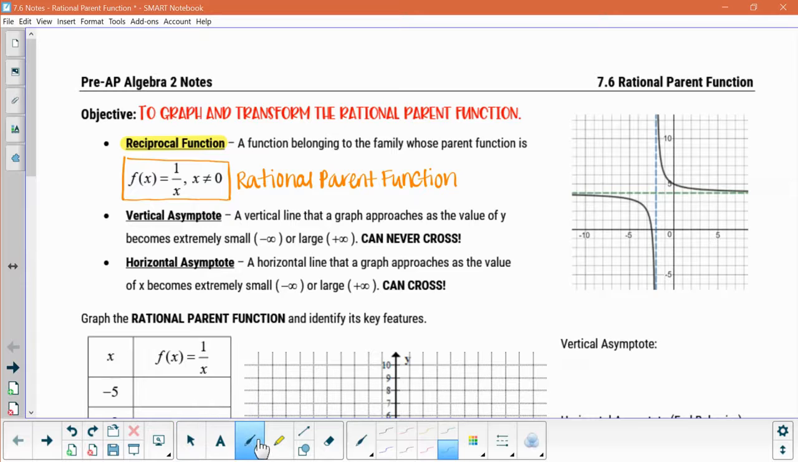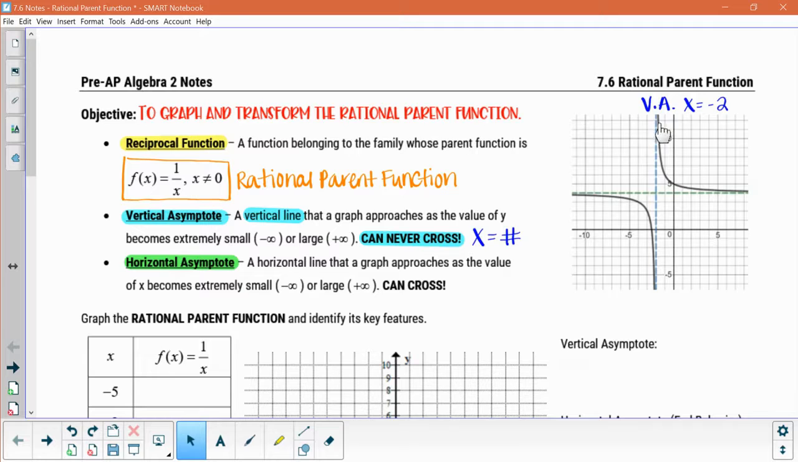There are two important things that we have to take into consideration when we are graphing rational functions, and that is our vertical asymptotes and our horizontal asymptotes. So let's go ahead and talk about vertical ones first. It's a vertical line that the graph approaches as the value of y becomes extremely small, so as it goes out to the ends. And one thing you have to note about vertical asymptotes is we can never cross them. It is a vertical line. So whenever I am asked to identify the vertical asymptote, it is going to be written as an equation. Notice here, I have a vertical asymptote at x equals -2, and my graph is never going to cross that line. It's going to get really close, but it will never go over.